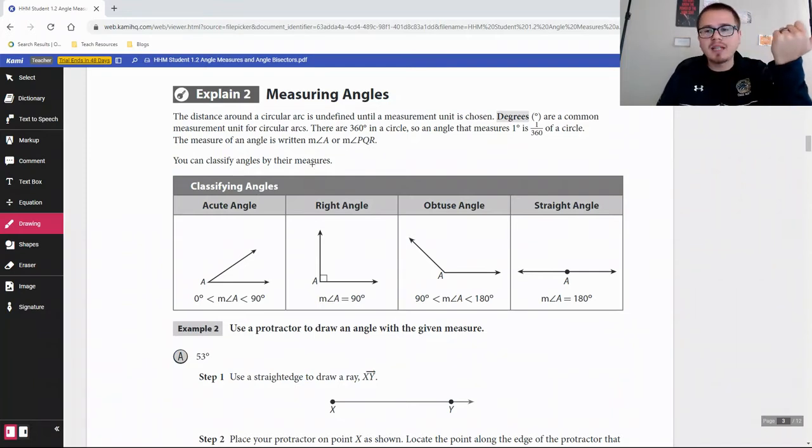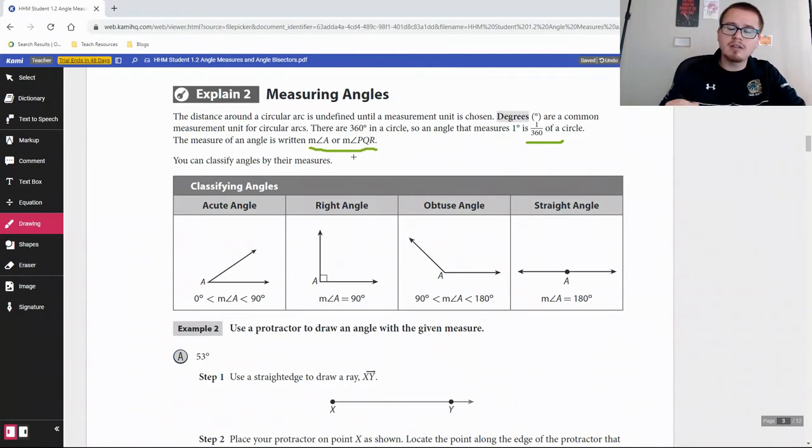Degrees are the most common measurement. You should know that a circle is 360 degrees. So you can use that to find your angle measures. If there is 1 degree, that's 1/360th of a circle. And the measure of the angle is really, you just throw a lowercase m in front of the angle name.